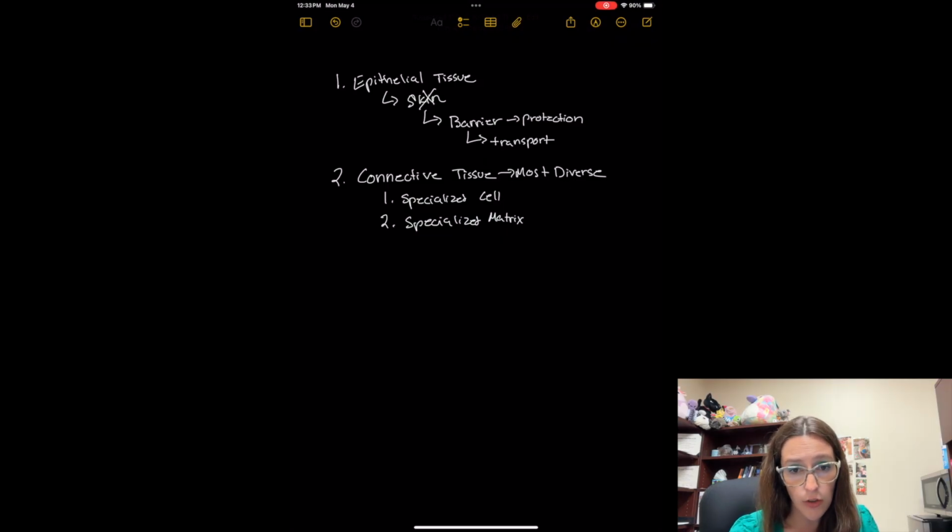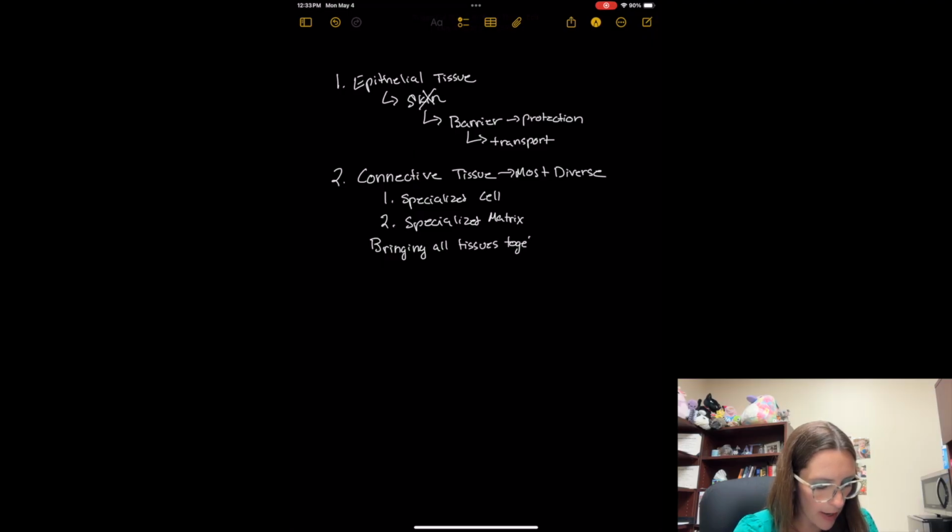And each connective tissue has a different function, but they all kind of fit under the guise of bringing all the tissues together. And they're both by structure, right? So actually connecting things to each other, and by its function.